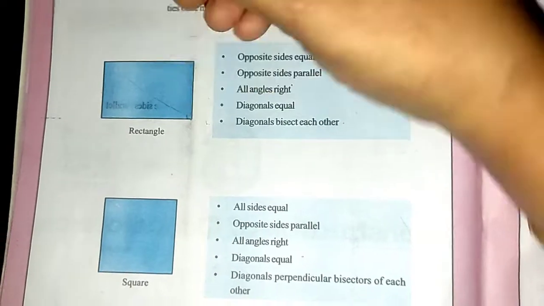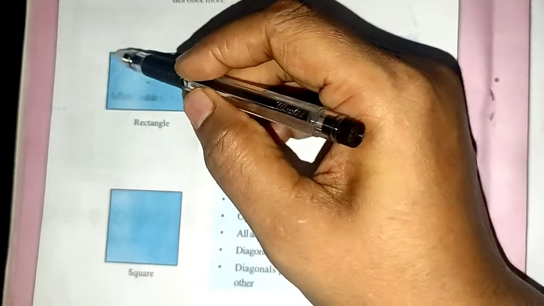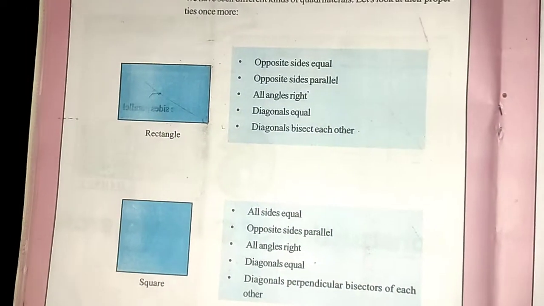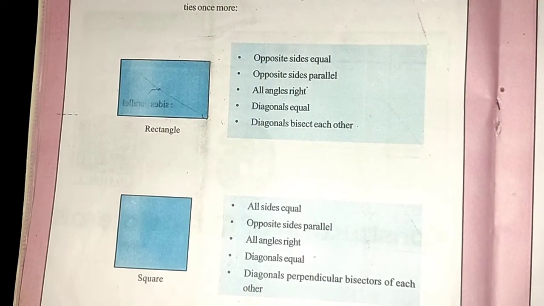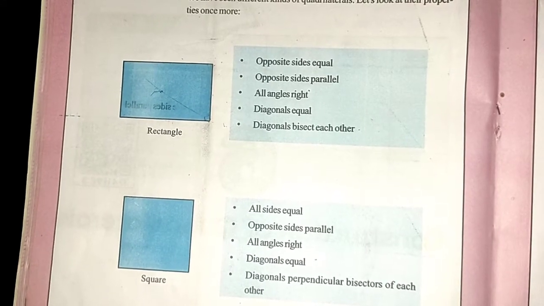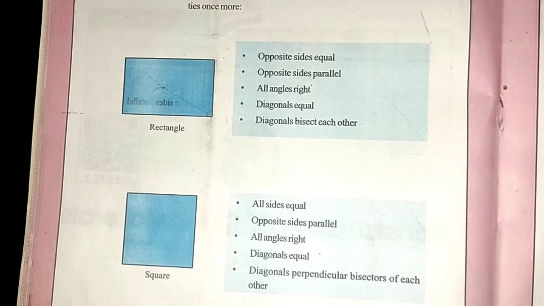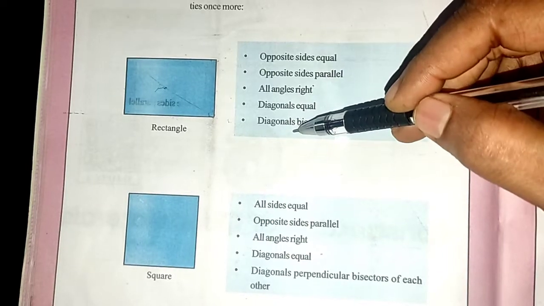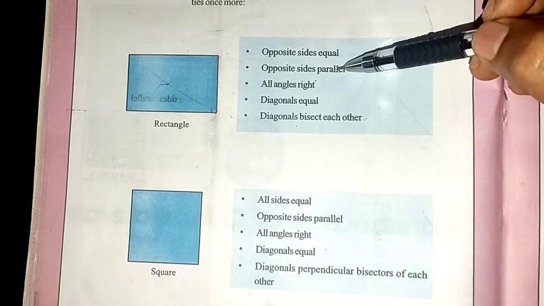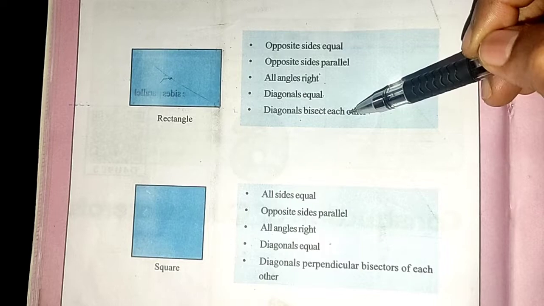Suppose this is our first diagonal and this one is the second diagonal, and from the point of intersection of the diagonals, this length should be equal. Similarly, this one and this one are equal. That is what we call diagonals bisect each other. Bisection means divided into two equal parts, that is, each diagonal divides the other into equal parts. These are the specialities of a rectangle: opposite sides are equal, opposite sides are parallel, all angles are right, diagonals are equal, diagonals bisect each other.